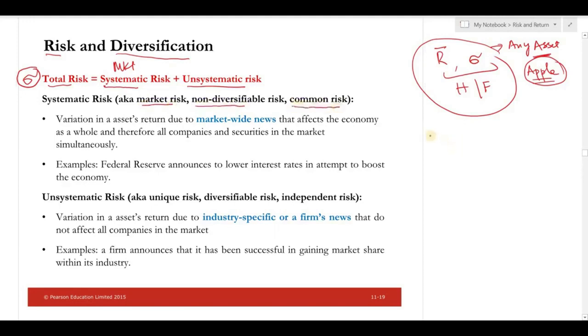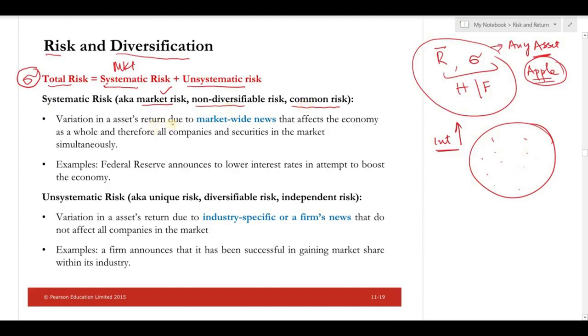Market risk, for instance, if a central bank increases the interest rate, this interest rate is common to all the economy or all the securities, right? So this is not unique to any particular asset, it is common to all the assets. Okay, so that is called the market risk, meaning it is in the market and affects every asset in the market. It is non-diversifiable, meaning we cannot reduce it, and it is a common risk common to all the stocks.